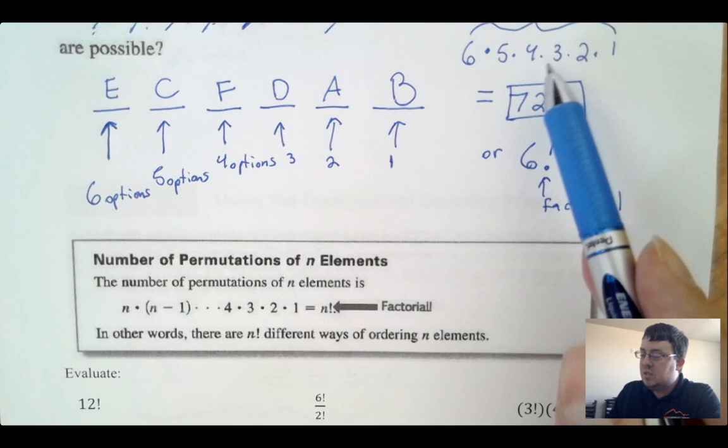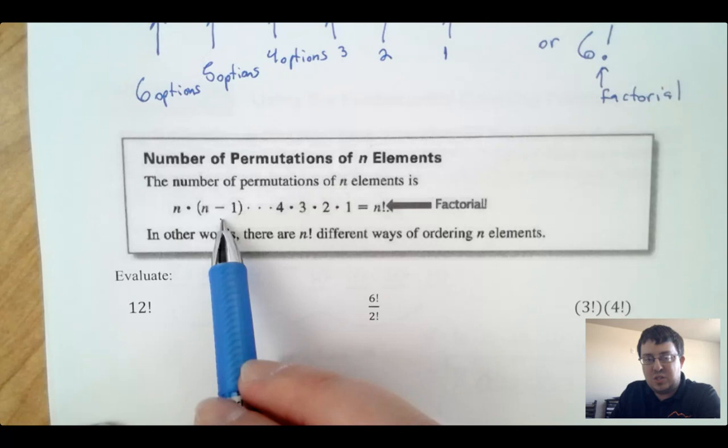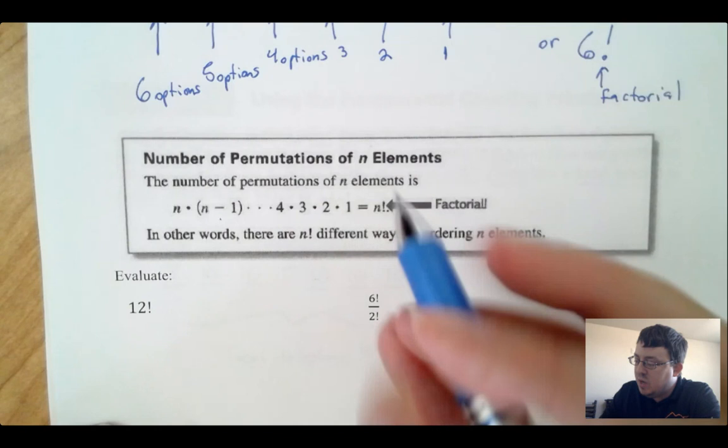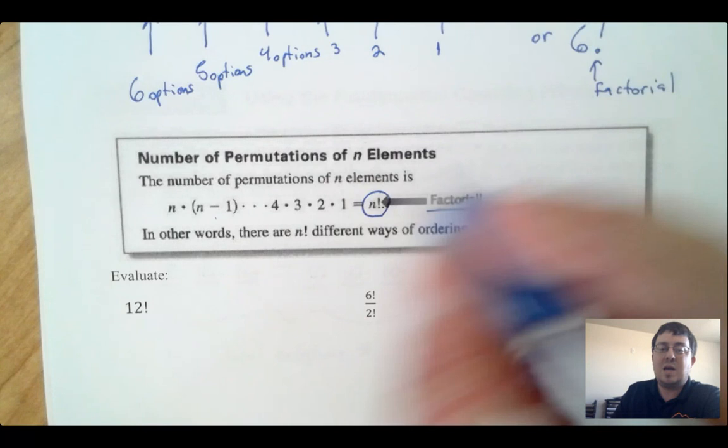So the number of permutations of n different things, like we had 6 letters earlier, is n times n minus 1, because we have less options for the second one, times n minus 2, etc., all the way down to 1. So n all the way down to 1, and the notation we use is n factorial. You can find this on your calculator, generally under your math button or a probability button. So this factorial represents the number times everything less than it.